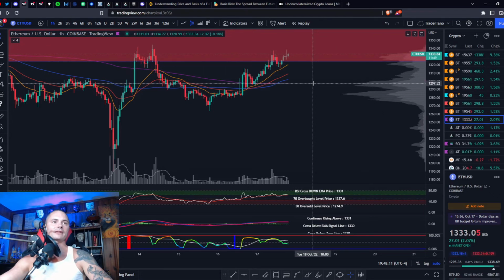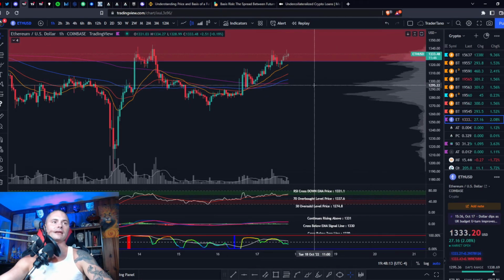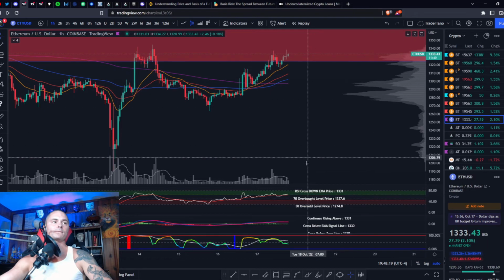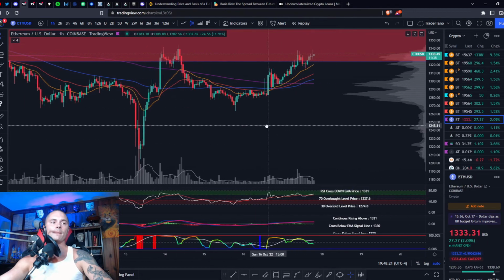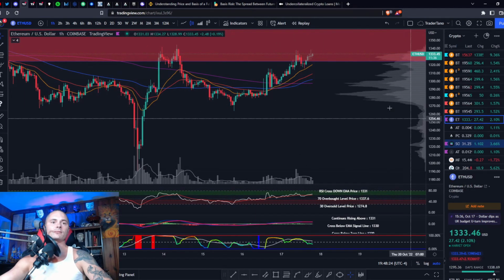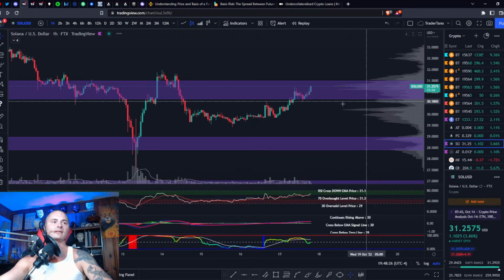If you break the 200 and this VPVR level, basically 1300, like we've been talking about, probably going to go down to $1,000. So that's what I'm looking at for Ethereum. Let's move on to Solana.